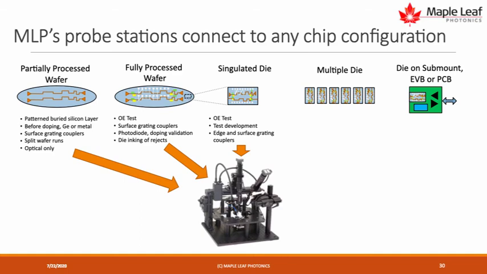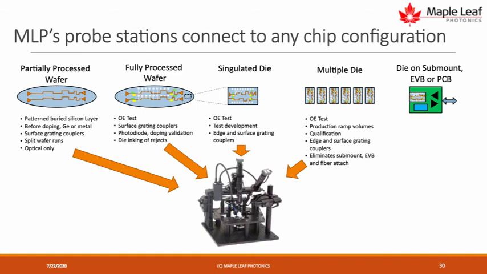In the multiple die environment, this is when you begin ramping up for production, and you want to be able to have a lot more automated testing without having an engineer or technician manually load and unload discrete die. And Maple Leaf has a number of multi-die carriers that we've developed that help with this. 16 chips is a pretty common number.